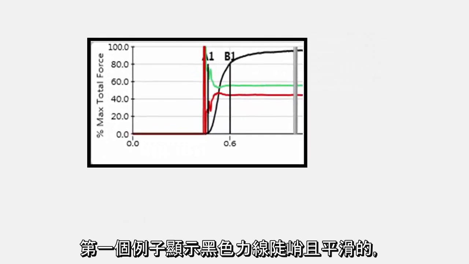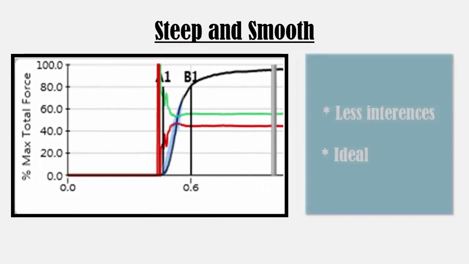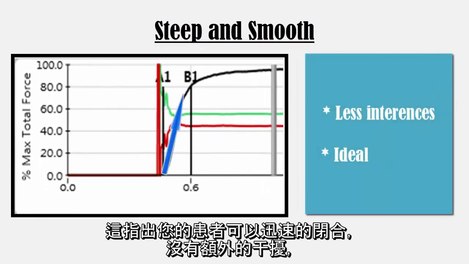The first example shows the black force line steep and smooth. This indicates that your patient can readily close their teeth together without much resistance.